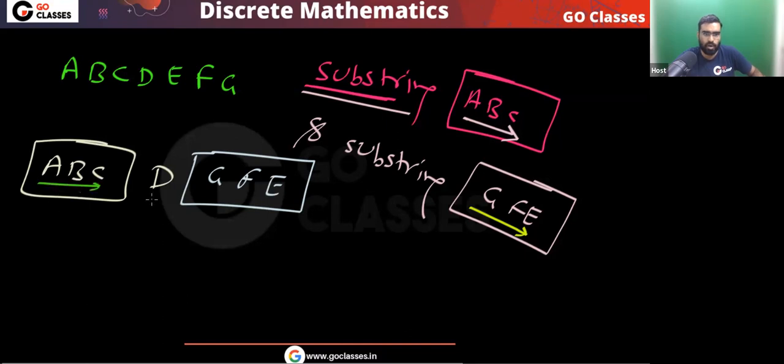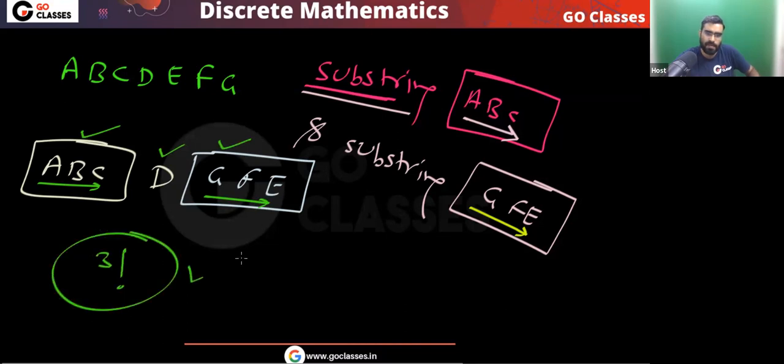Very simple. Box, box. Now the answer will be 1, 2, 3. Answer will be 3 factorial. This will be your answer. Okay, very simple. So this is your answer. Now you tell me the next question.